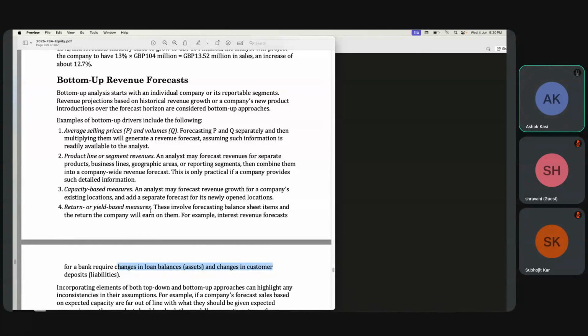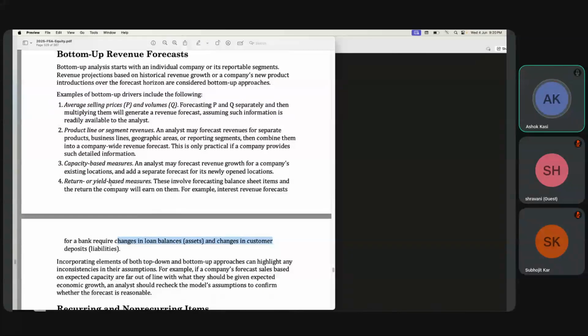Bottom-up revenue forecast. Yield on revenue-based measures. These involve forecasting balance sheet items and the return the company will earn on them. For example, an interest revenue forecast for a bank requires changes in loan balances. So this is an example: how much the loans will change and how much customer deposits will change. Based on that, you can predict this one.